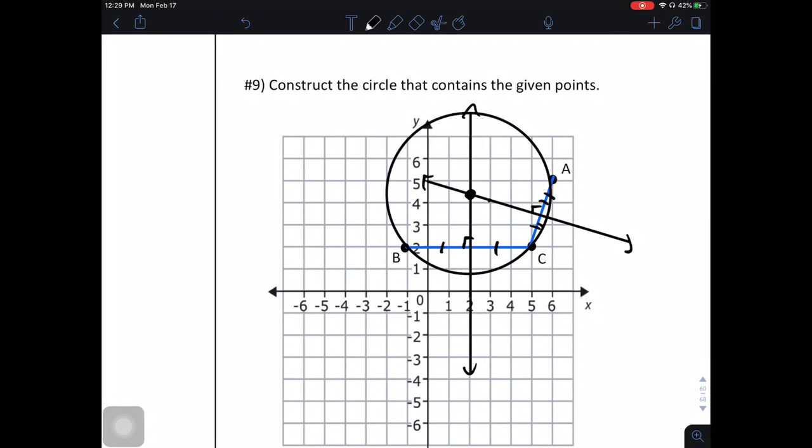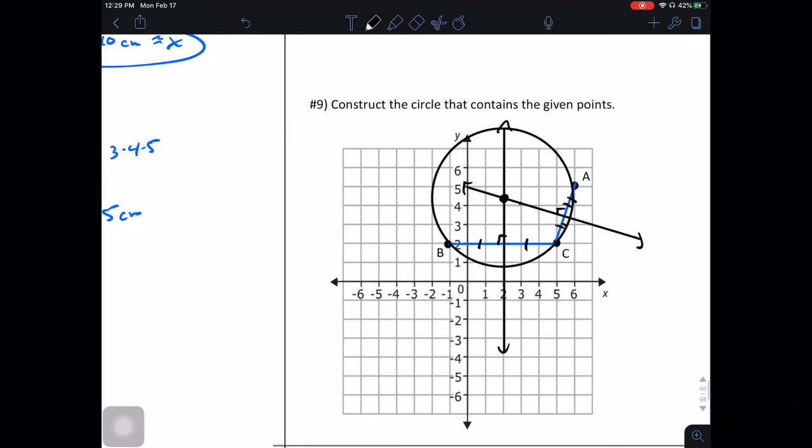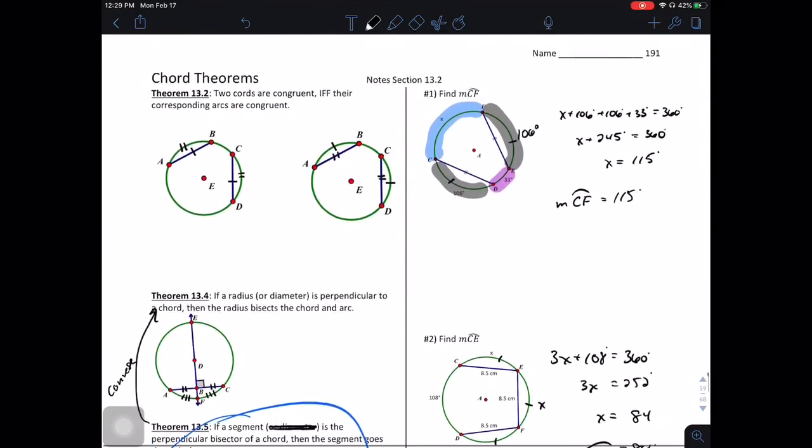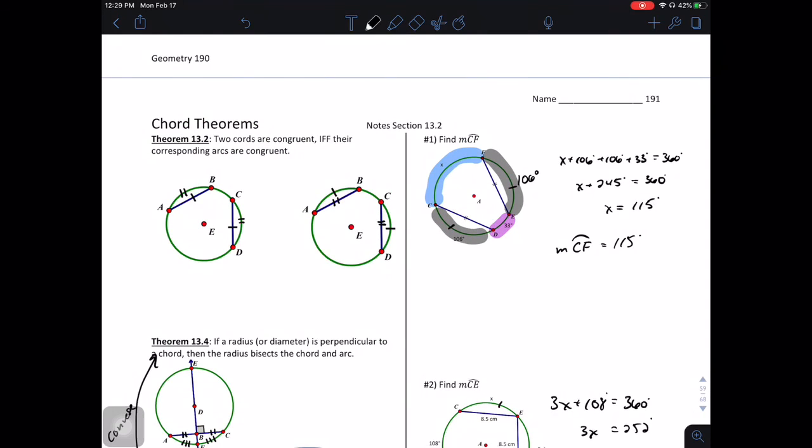So it's right in that location, which is about 2 to 4 point something, I don't know. It says construct the circle. Had you done it to scale using a compass, this would have worked out perfectly. I don't have a compass here, I'm just doing it freehand, so mine did not work out so perfectly. That concludes the notes for section 12.2.